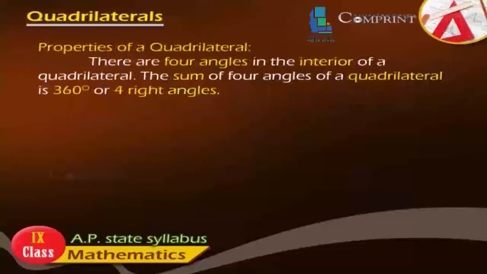Properties of a quadrilateral. There are 4 angles in the interior of a quadrilateral. The sum of 4 angles of a quadrilateral is 360 degrees or 4 right angles.